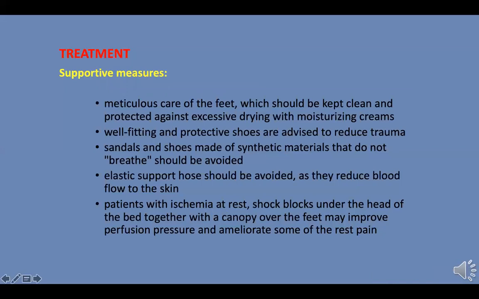Supportive treatment measures. There should be meticulous care of the feet, which should be kept clean and protected against excessive drying with moisturizing creams. Patients should wear well-fitting and protective shoes, and they are advised to reduce trauma. Sandals and shoes made of synthetic materials that do not breathe should be avoided. Elastic support hose should be avoided as they reduce blood flow to the skin.